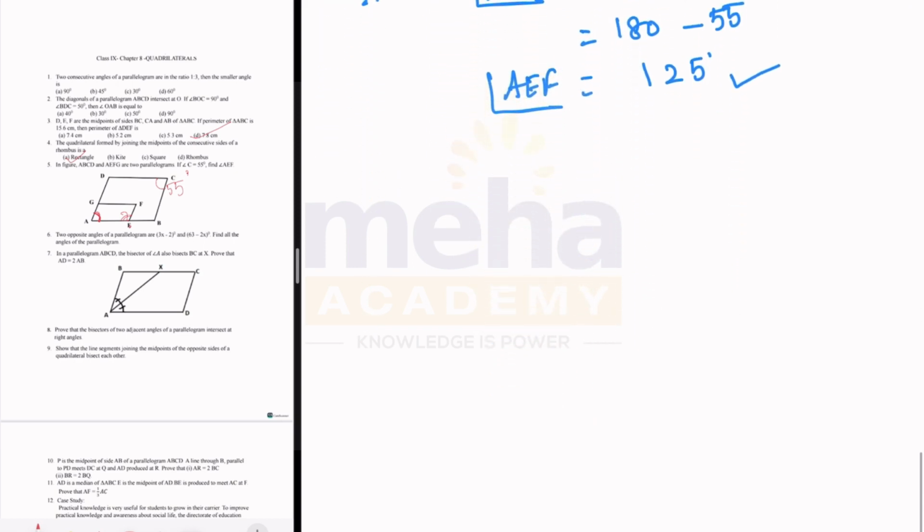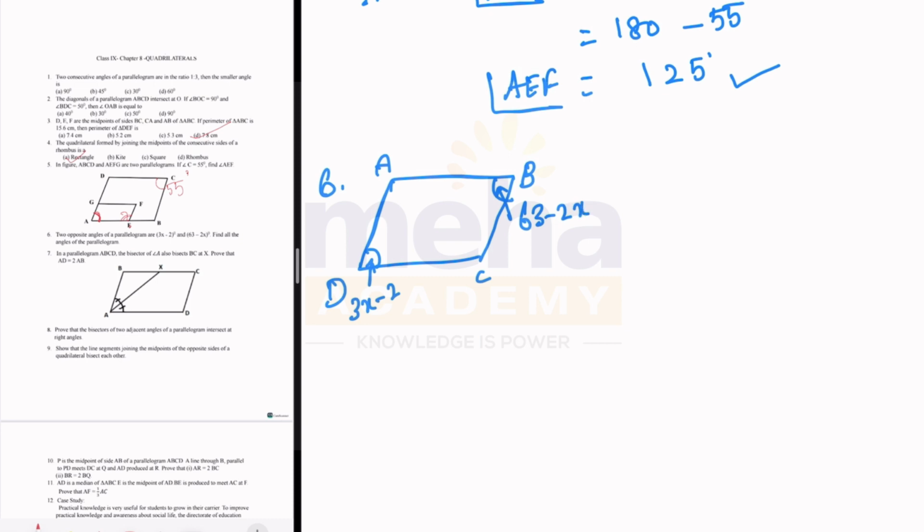Next, the sixth question. Two opposite angles of a parallelogram are 3x minus 2 and 63 minus 2x. Find all the angles of the parallelogram. So we know that in a parallelogram, opposite angles are equal. If this is the parallelogram, let us consider these two opposite angles are given. So 3x minus 2 will be equal to 63 minus 2x.